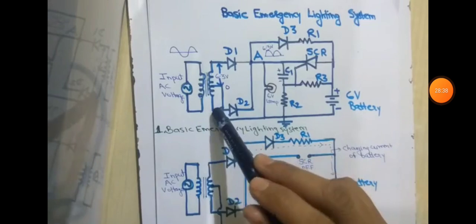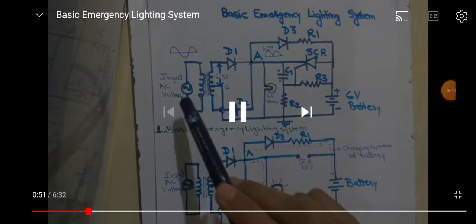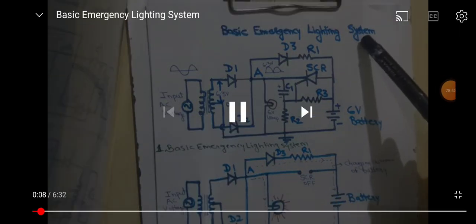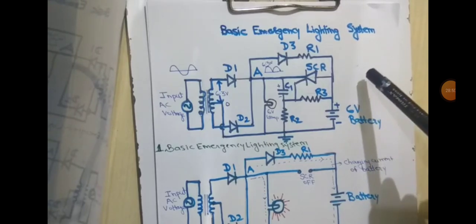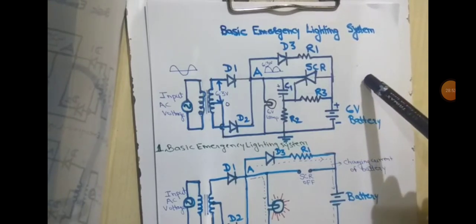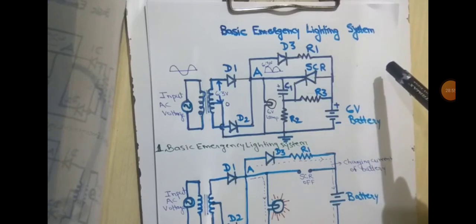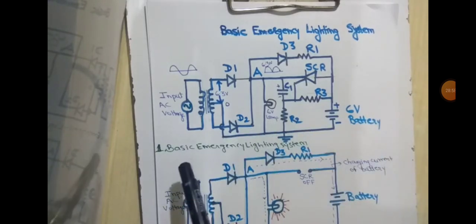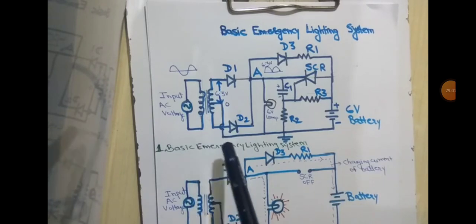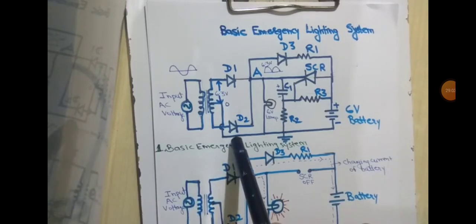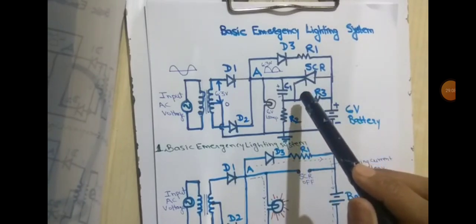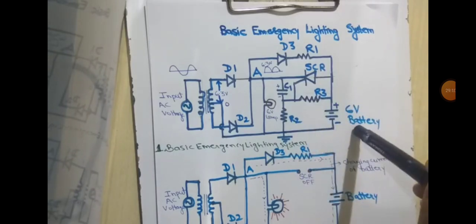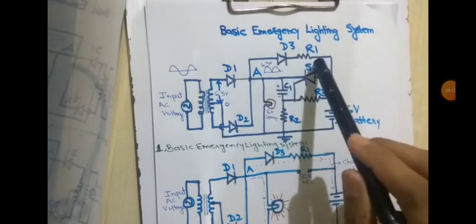Center tap step down transformer, when 230 volts is applied to the primary. This basic emergency lighting system is to be used for various applications, for household purpose, for industrial purpose, and also in emergency services such as the medical system. This circuit consists of step down transformer, center tap rectifier, SCR circuit, C1, R2, R3, 6 volt battery, and diode D3 and R1.